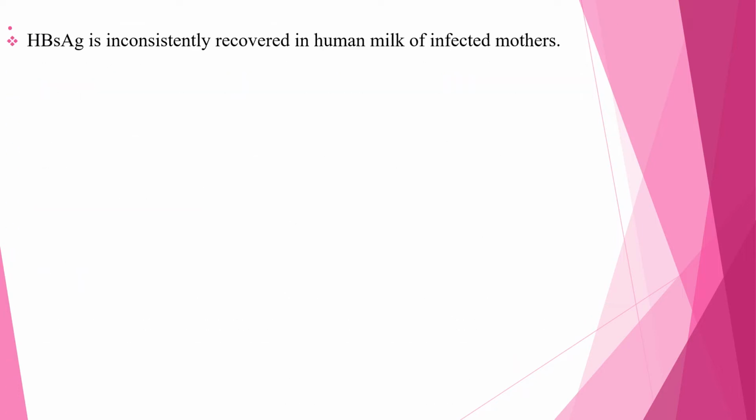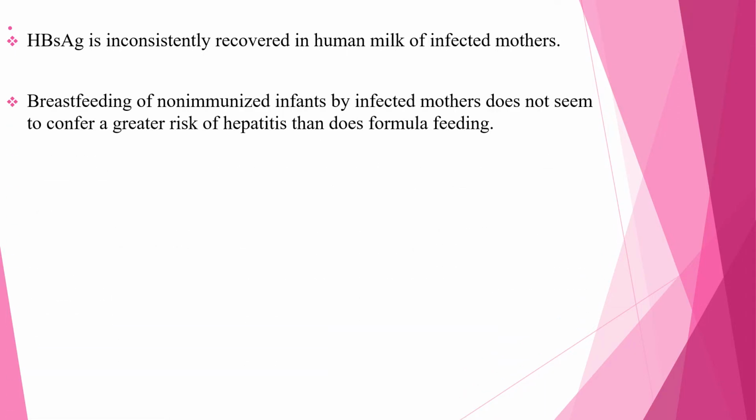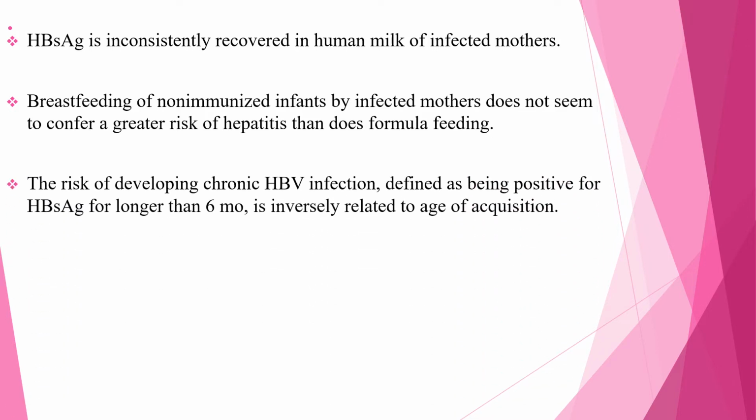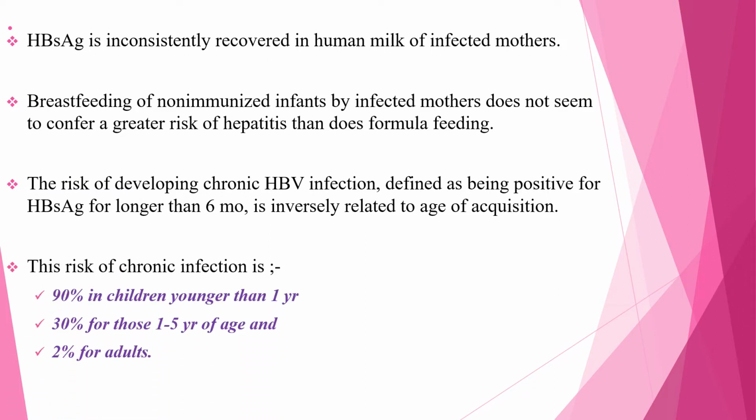Hepatitis B surface antigen is inconsistently recovered in human milk of infected mothers, so breastfeeding of a non-immunized infant by infected mothers does not seem to confer a greater risk for hepatitis than does formula feeding. The risk of developing chronic hepatitis B virus infection, defined as being positive for hepatitis B surface antigen for longer than 6 months, is inversely related to age of acquiring it. The risk of chronic infection is 90% in children who acquire it when they are younger than 1 year, around 30% for those who acquire it at 1 to 5 years of age, and around 2 to 5% for adults.